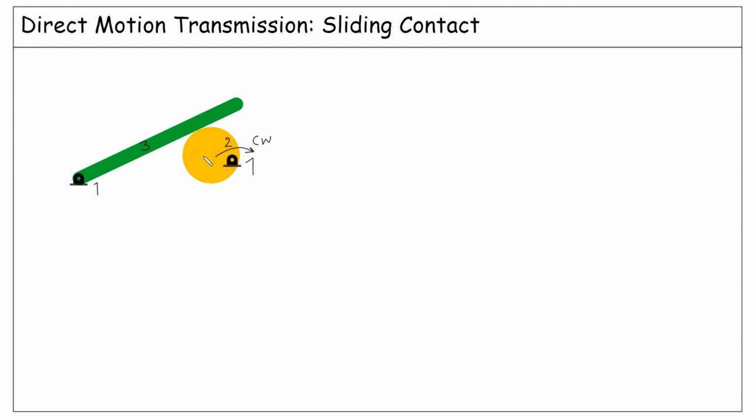The line of transmission passes through this contact point and is along the normal direction of the surfaces in contact. For the line of centers, O2 is the center of link 2 and O3 is the center of link 3. The line of centers is the line connecting them. This intersection is point Q.